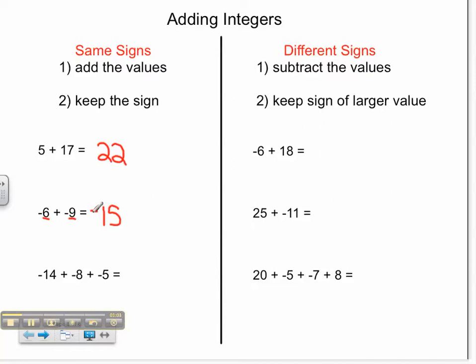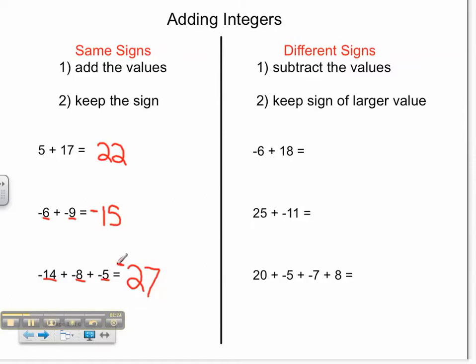Now for three numbers. Negative 14 plus negative 8 plus negative 5. Because they're all negative numbers, I can do the same thing and I can add all the values. I can add 14 plus 8, which is 22, and add 5 to that is 27. And since all my values are negative, I'm going to make my answer negative 27.